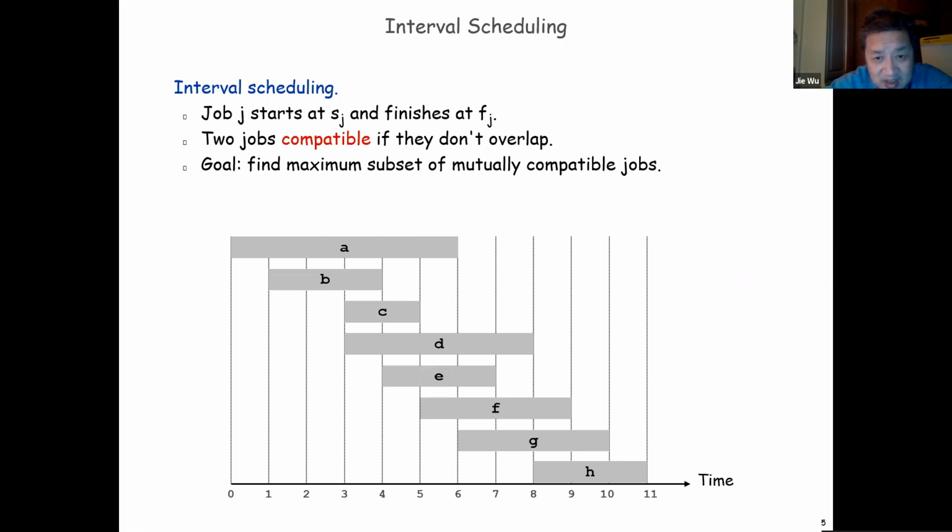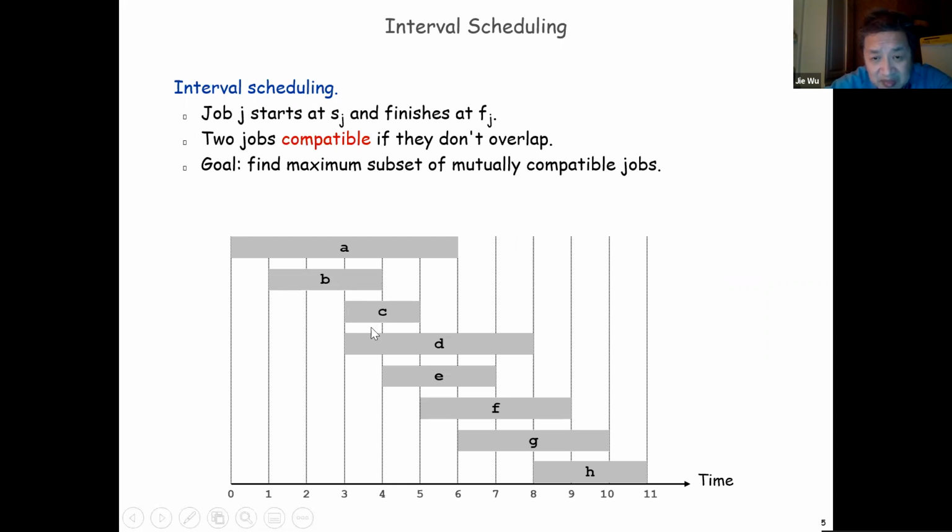So in this case, you select what? Not select A, you select B. B is the first one. Is that correct? B is the earliest finish time. Then you look at C. C is not possible. The reason is that C has overlap with B.